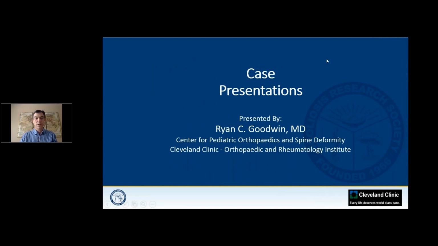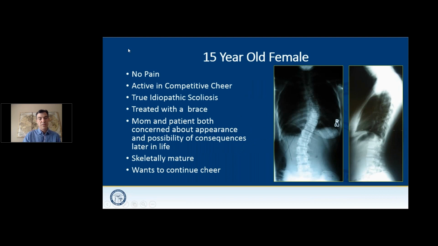So here's just a case example of someone with idiopathic scoliosis. This on the right is an X-ray of a 15-year-old girl. She was followed for quite a while with a curve in her back. She has no pain with this whatsoever, and she's very active in competitive cheerleading. That's her passion in life at age 15. She has what we call true idiopathic scoliosis, meaning we don't know the cause, but she has no other reason to have scoliosis.